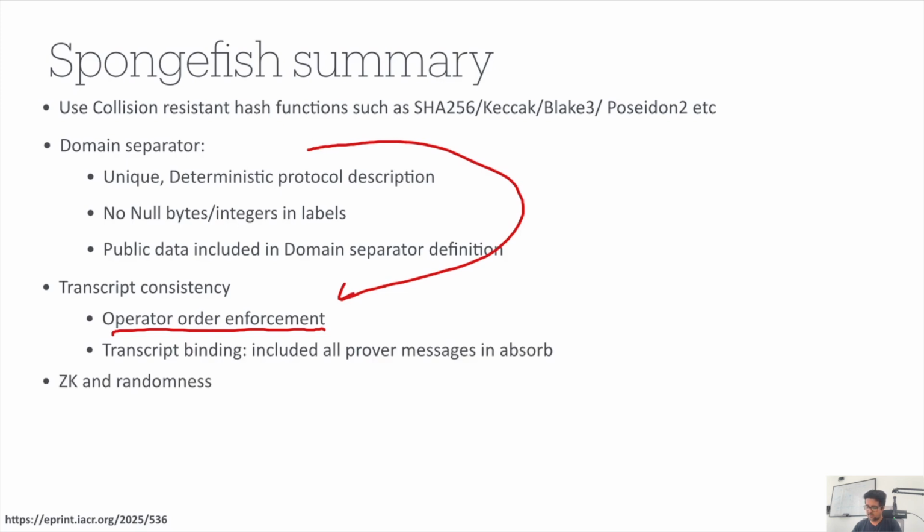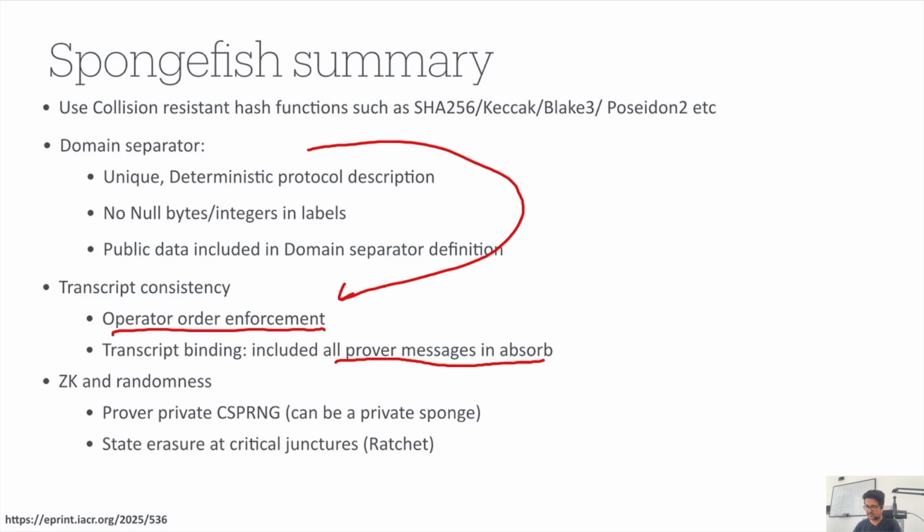So all prover messages must be included in absorb, since most protocols that we use for SNARKs or STARKs, or let's say any cryptographic protocol that we use, we know the sequence of steps that need to be taken. In general, the sequence of steps is deterministic. So one can implement this operator ordering enforcement directly from knowledge of the protocol.